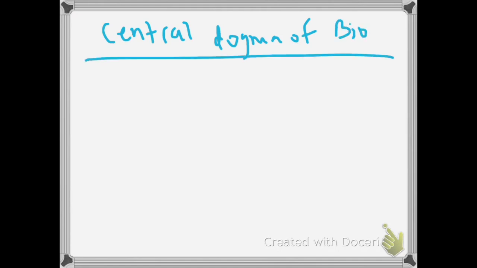So, central dogma. A dogma is a belief system that doesn't change, right? It's like if you live your life by a code, you live your life by a dogma. So if you follow every single teaching that a religion says, then you live by that religion's dogma. So the central dogma of bio says that we go from DNA to RNA to proteins.